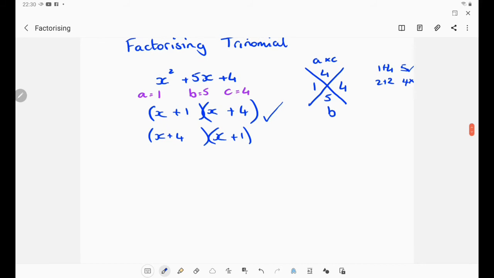So let's look at another example. Let's look at one which involves negatives. So let's have x squared take away, oh, apologies.